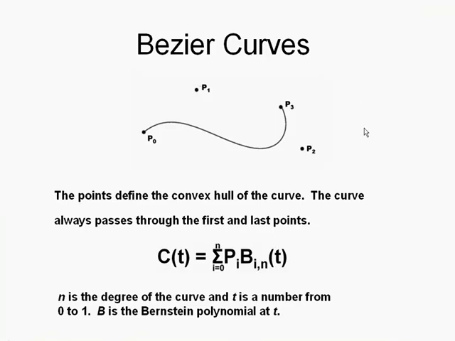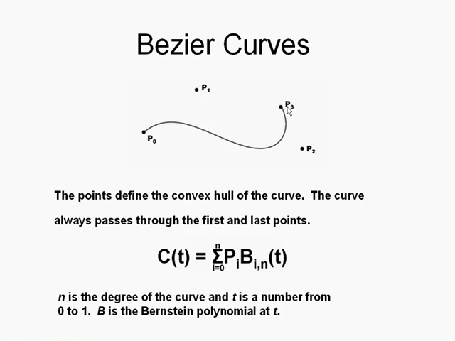So if I switch back over into here, what is the formula used to generate this? Well, basically we have C of t equals the summation from i equals 0 to n, n being the degree of the curve, of P sub i, which is the point, so the location of a particular point, x, y, or x, y, and z, multiplied by the Bernstein polynomial, which I mentioned before, B i,n of t. And again, t goes from 0 at point 0 to 1 at point 3.